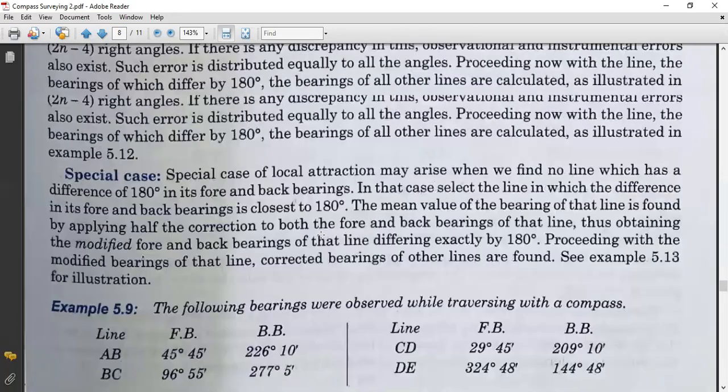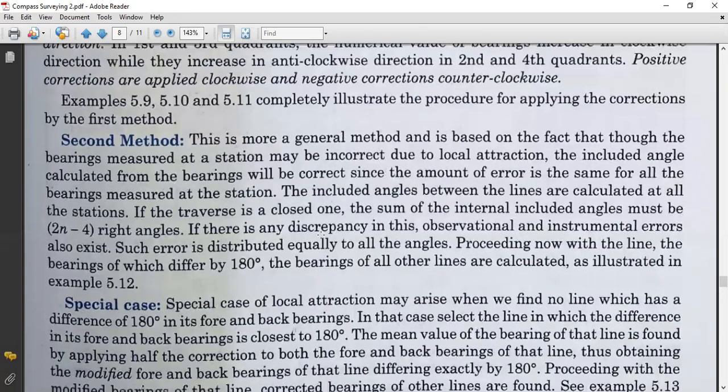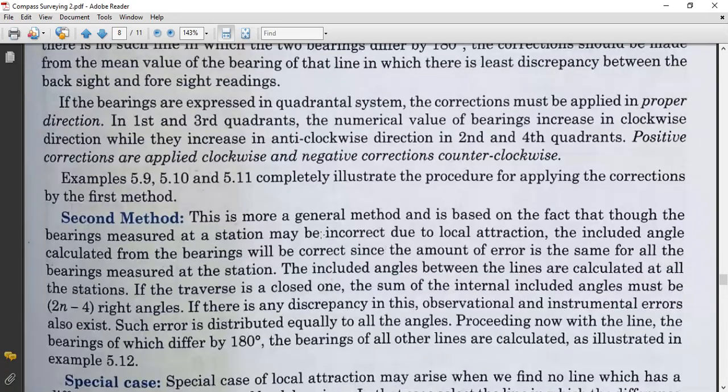Any doubts in this local attraction? This is the last section of your compass surveying second module. In the next class we will go for the third module, which is called leveling. In compass surveying, you have the introduction to compass, types of compass, differences between prismatic compass and surveyor compass, the calculation of bearings from interior angles and interior angles from bearings, and a problem on local attraction. So these five to six sections are there in your second module, compass surveying.